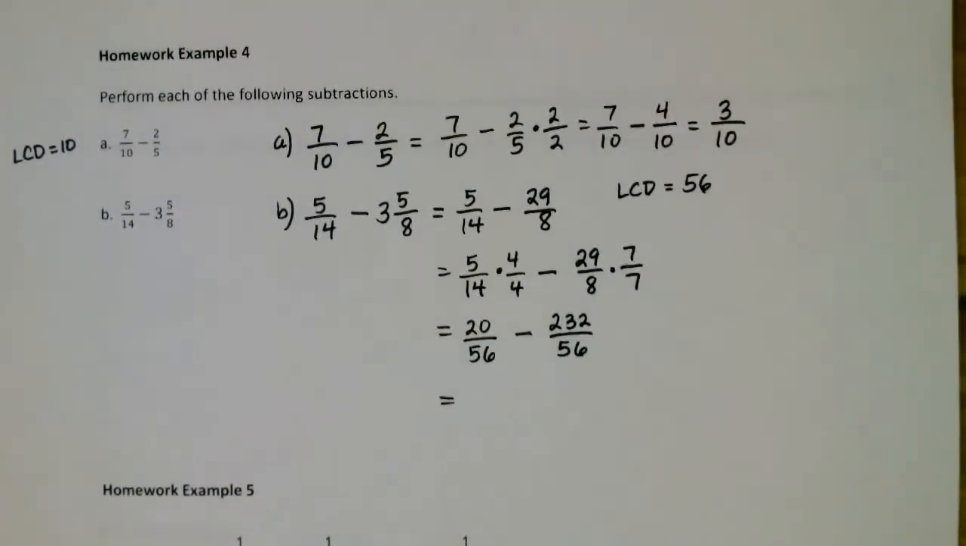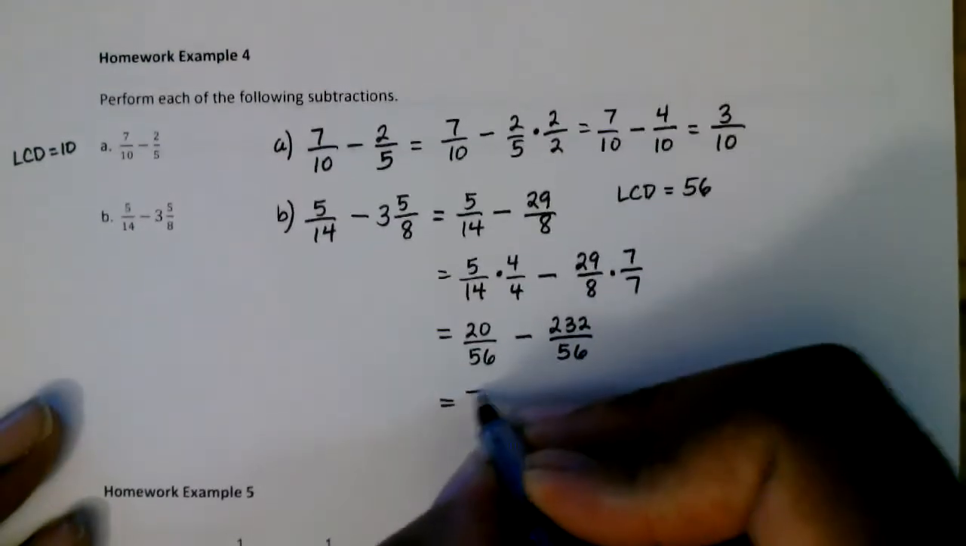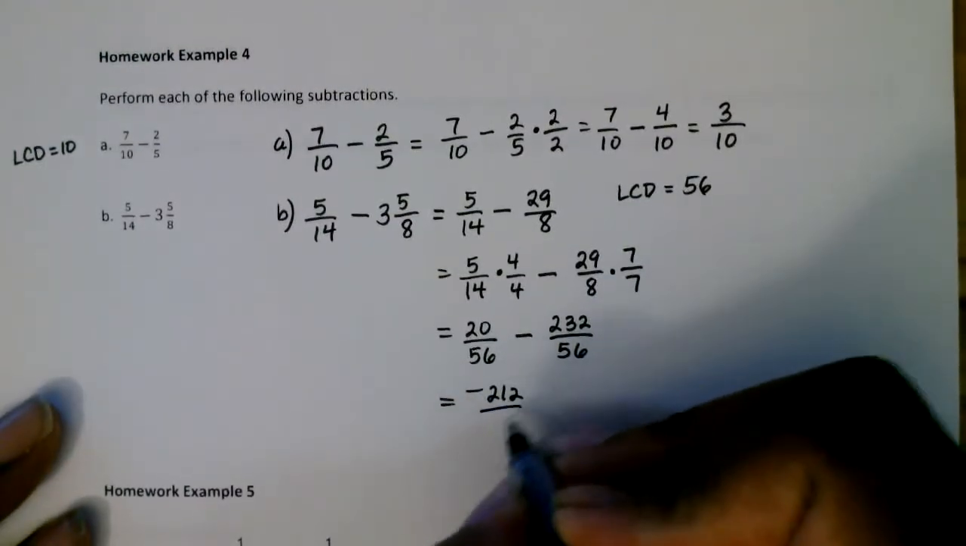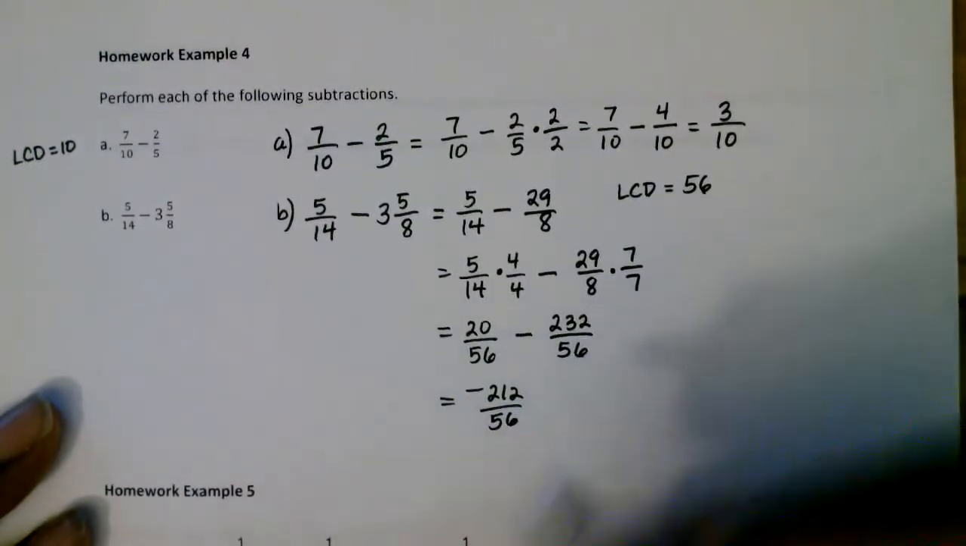And now let's subtract 20 minus 232. This will be a negative 212 over 56.